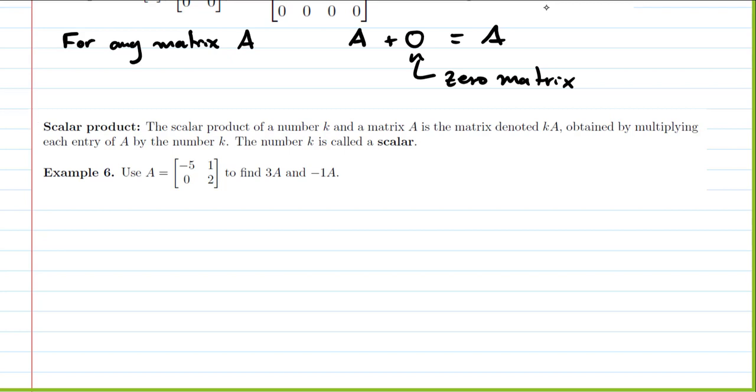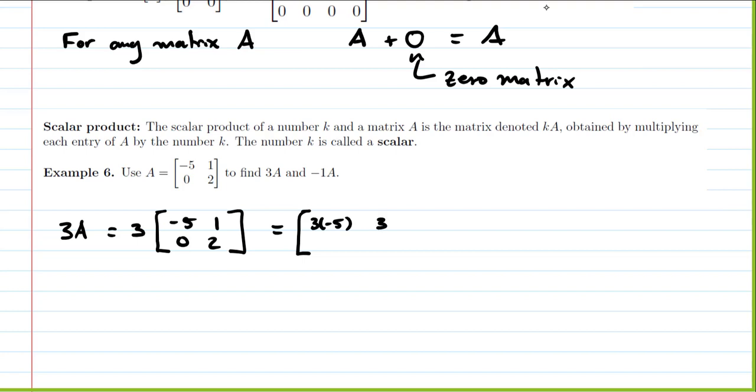So 3 times A is going to be 3 times the matrix -5, 1, 0, and 2. And by definition, it says we multiply every entry in the matrix by the scalar. So it's going to be 3 times -5, 3 times 1, 3 times 0, and 3 times 2. So that's going to give us -15, 3, 0, and 6. So 3 times A would give us the matrix with row 1, -15 and 3, and row 2, 0, 6.